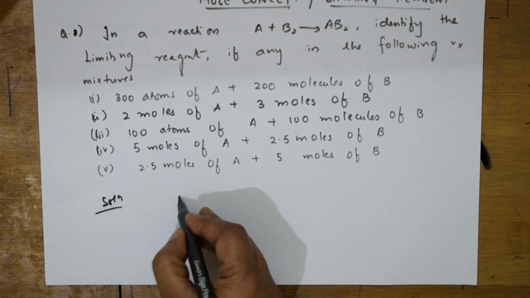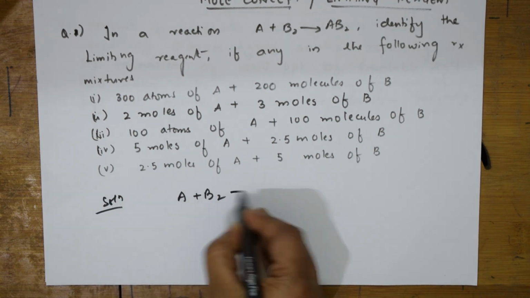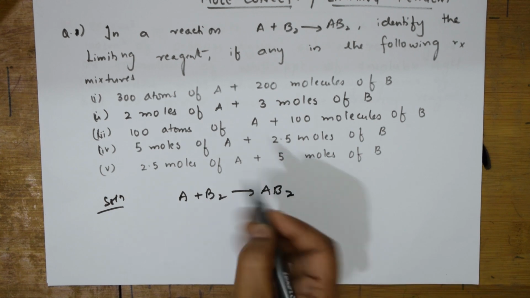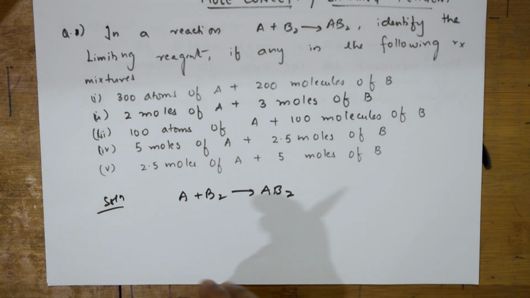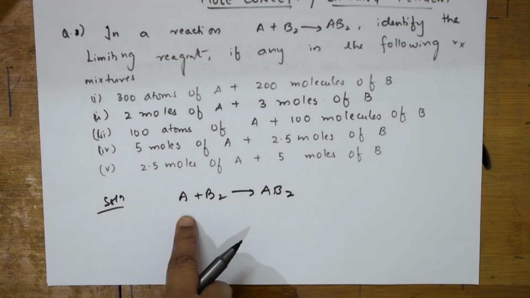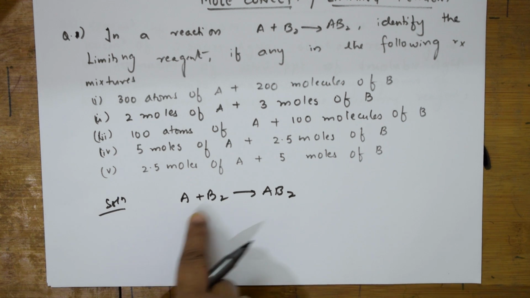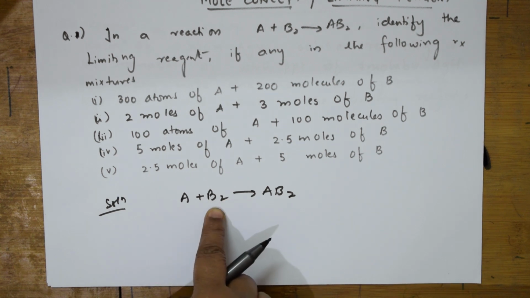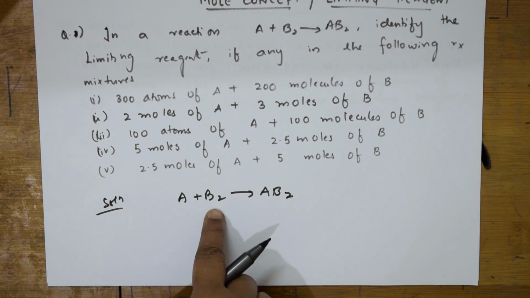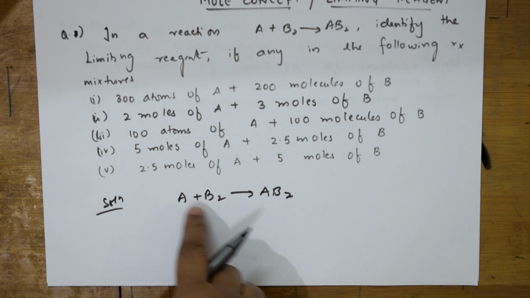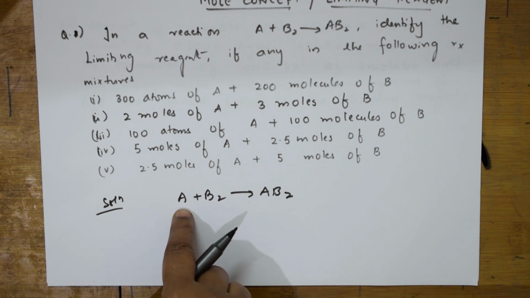In this case, A plus B2 gives me AB2. Now according to the reaction, one atom of A reacts with one molecule of B, right? So 200 atoms of A will react with 200 molecules of B. So in this case, B is a limiting reagent. Why? As A is in excess.